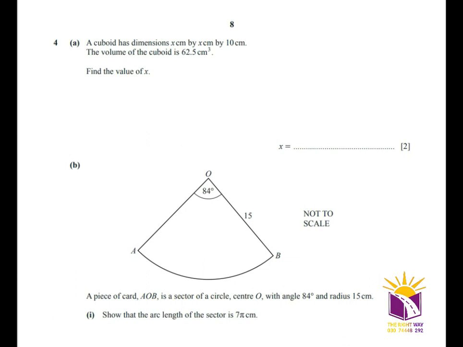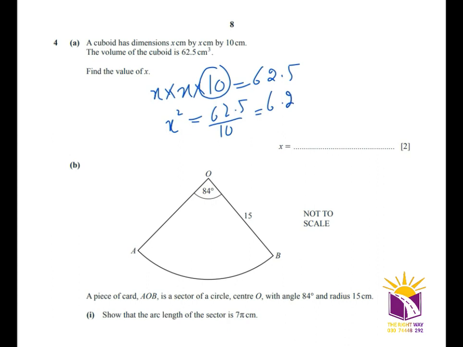Question number 4. A cuboid has the dimensions x by x by 10. The volume of the cuboid is 62.5. Find the value of x. We know that the volume of a cuboid can be calculated by x multiplied by x multiplied by 10. When we multiply all the sides, we get the volume, which is equal to 62.5 in this question. Now it will be x squared equal to 62.5 divided by 10. 10 is multiplying on this side, so we divide on the other side, and it will become 6.25.